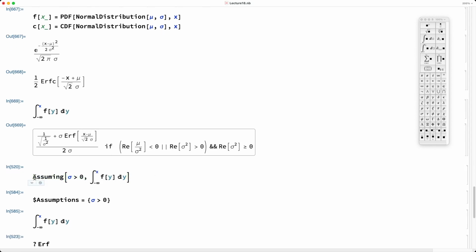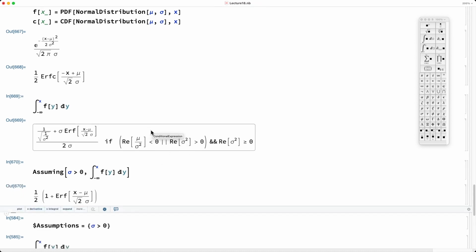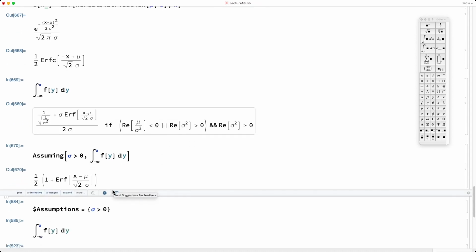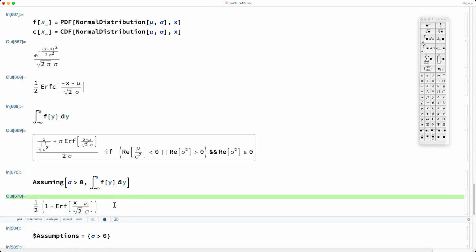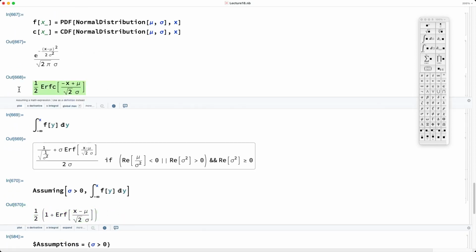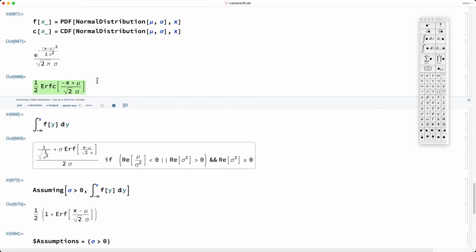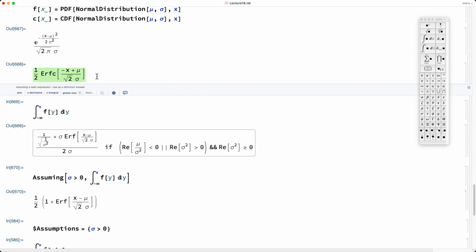I can either use the command Assuming, then sigma greater than 0, and then the command in here. If I do that, it will only make this assumption locally for this command. So Mathematica will do the calculation a bit faster and will give me this result. You can actually check that this result and this are the same. We will check it in a minute.